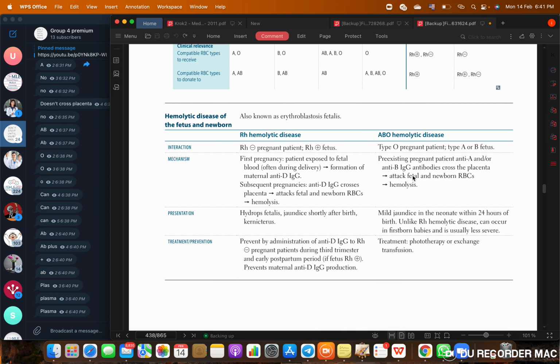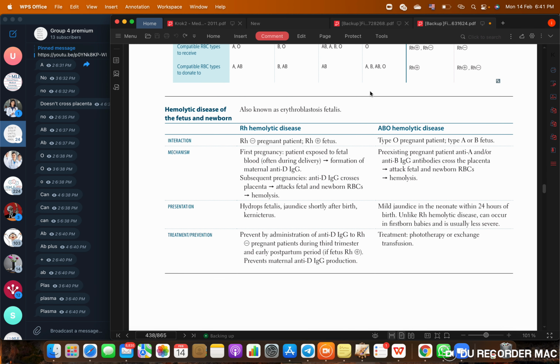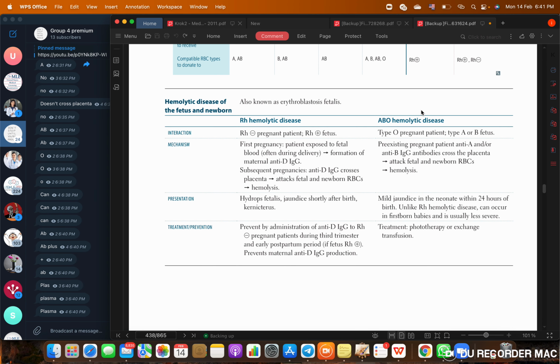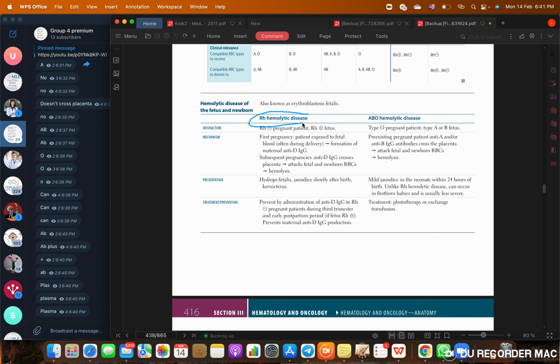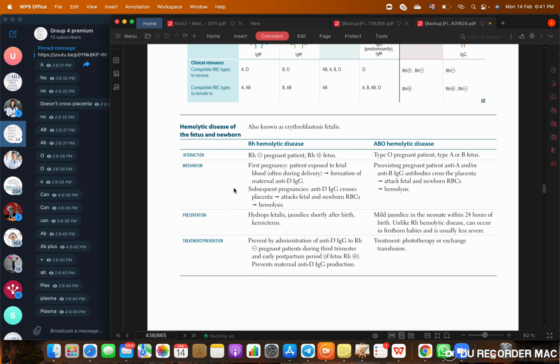Okay, good. So now we speak about hemolytic disease of the fetus and the newborn, also known as erythroblastosis fetalis. We have an RH hemolytic disease, which is more common, and we have ABO hemolytic disease, which is a little bit less common and less severe as well.